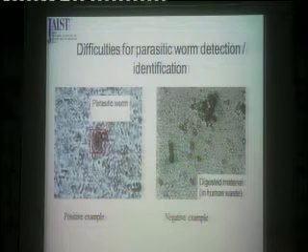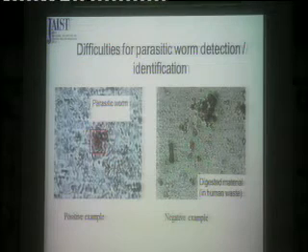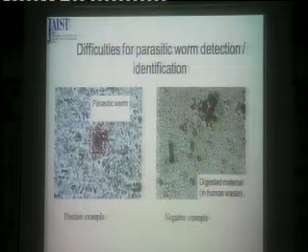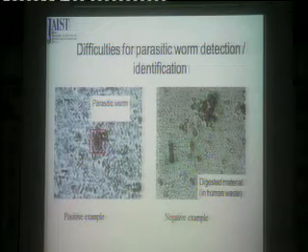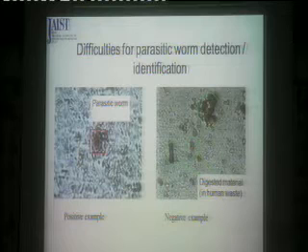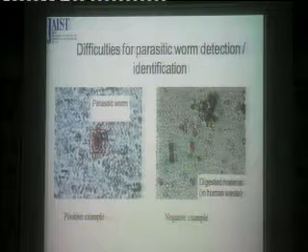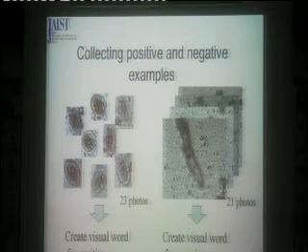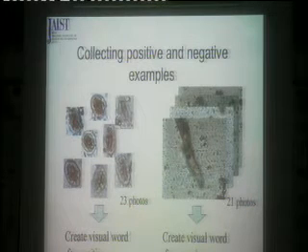However, the difficulty of this topic is something like this. This is a parasitic worm, but this is not a parasitic worm, yet visually it is similar to this. So the matter is how we can separate parasitic worms from outliers like this. The method is to learn visual features from positive examples as well as negative examples like this.